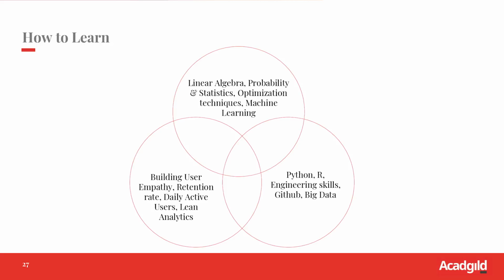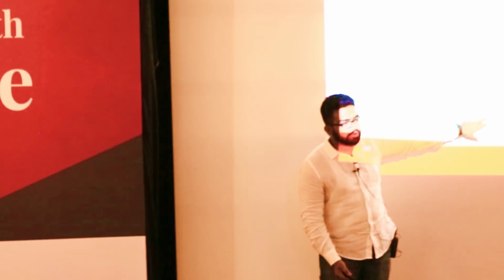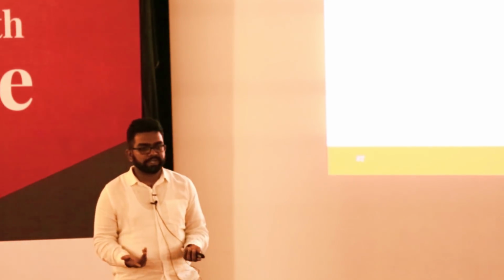So how to learn? As I was mentioning, it is a multidisciplinary field. In mathematics, we have subjects like linear algebra, probability and statistics, optimization techniques, and machine learning. In coding, we have obviously the languages Python, R. Any one of them is fine. Engineering skills like how do you make better APIs, GitHub, and big data skills. On the business side, I would suggest you look at the book called Lean Analytics. Lean Analytics is a book which explains the metrics to understand if you want to make your business better.